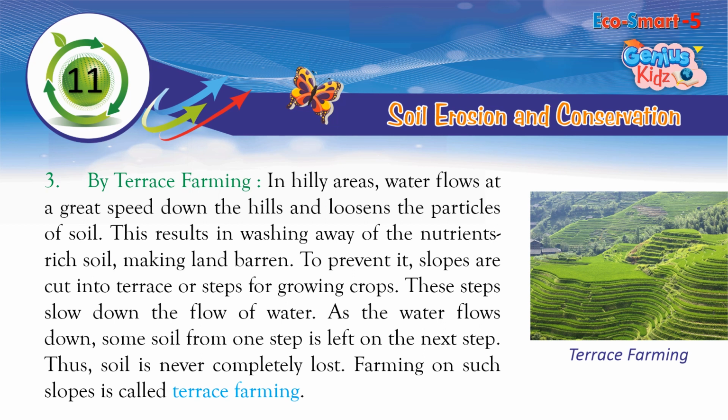3. By terrace farming. In hilly areas, water flows at a great speed down the hills and loosens the particles of soil. This results in washing away of the nutrient-rich soil, making land barren. To prevent it, slopes are cut into terraces or steps for growing crops. These steps slow down the flow of water. As the water flows down, some soil from one step is left on the next step. Thus, soil is never completely lost. Farming on such slopes is called terrace farming.